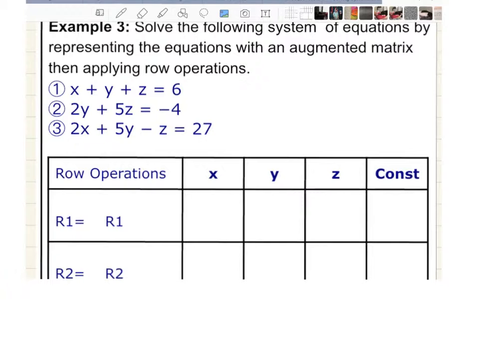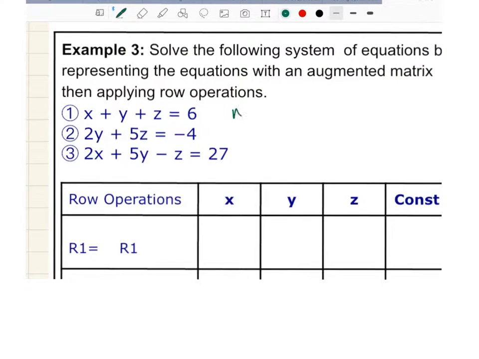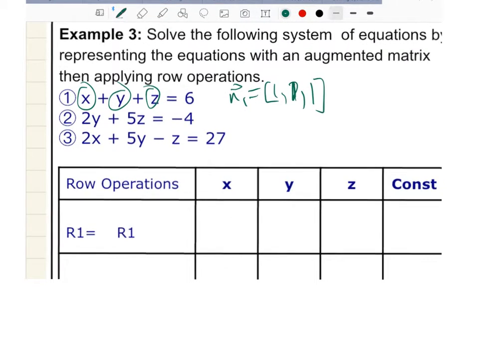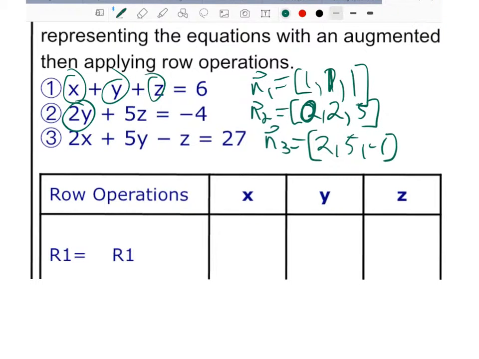First thing we should always do when we're looking at three planes is to draw their normals. Or not to draw them, but to get the equations of their normals. So the first normal is 1, 1, and 1 because of the x, y, and z. It's the coefficients in front. The second normal is 0, 2, 5, because that's 0x, 2y, and 5z. And the third normal, to the third plane, is 2, 5, negative 1.